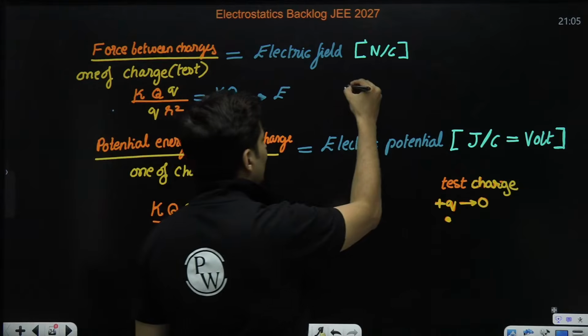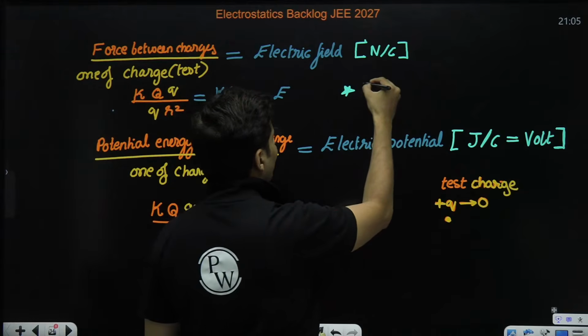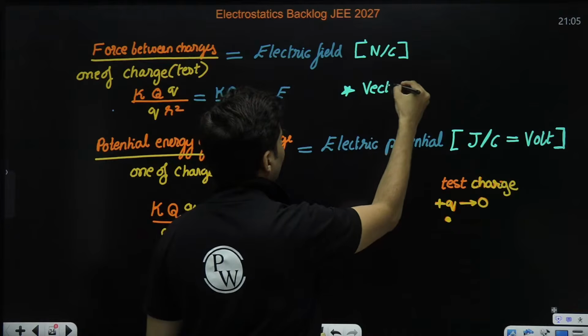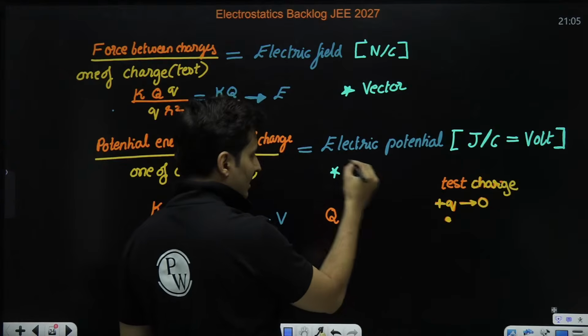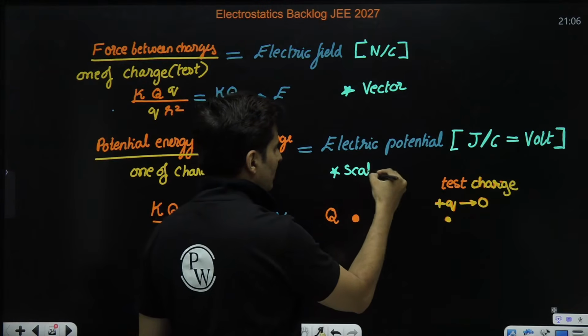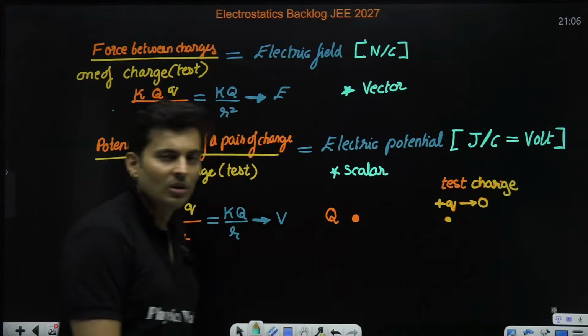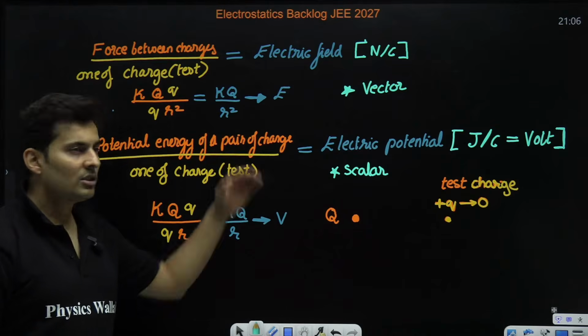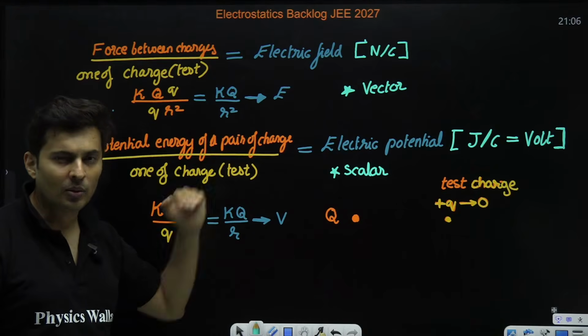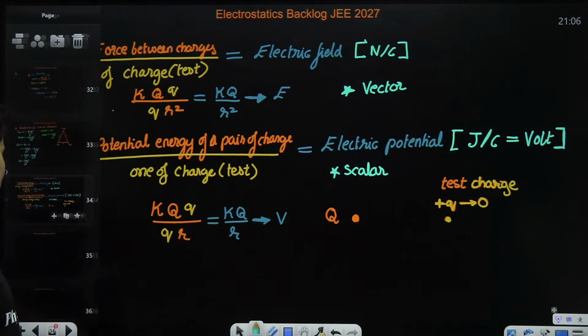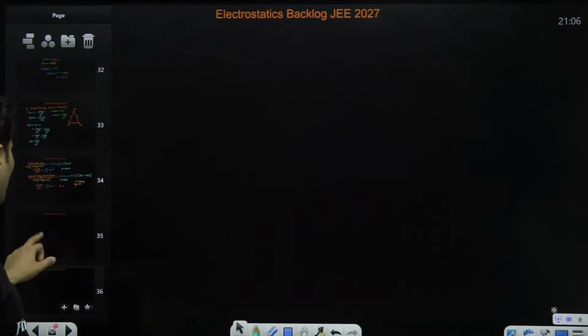One last thing, just like force is a vector, even electric field is a vector quantity, whereas electric potential, being a scalar, is also a scalar quantity. So electric field is a vector, electric potential is a scalar quantity. Now what does this potential and field mean truly?